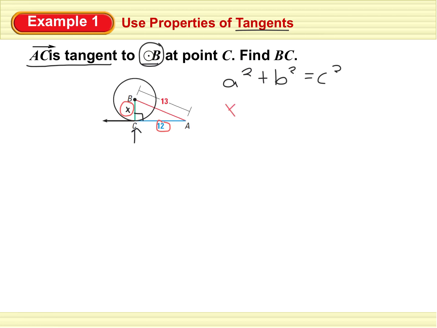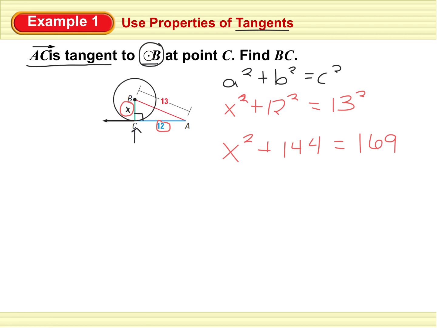So we have X squared plus 12 squared equals 13 squared. The biggest part is making sure you plug them in the correct spots. Okay? So X squared stays. What's 12 squared? 144. What is 13 squared? 169. Okay, we need to solve for X.